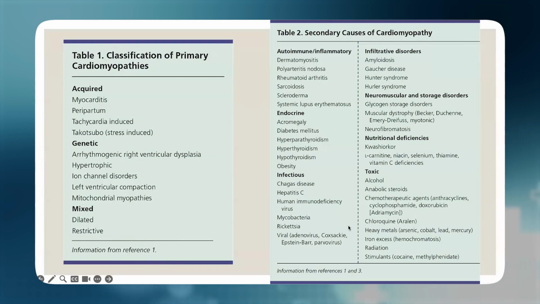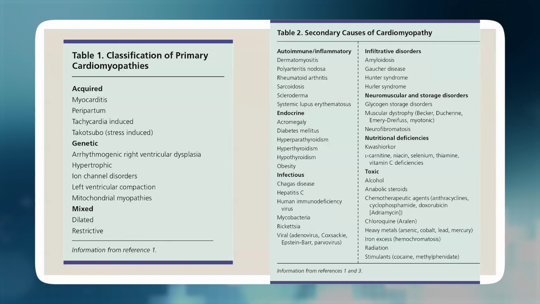Among secondary causes of cardiomyopathy, we have the autoimmune and infiltrative disorders like amyloidosis, Gaucher's, Hunter's, Hurler's. Among these, amyloidosis is quite common. Among autoimmune, sarcoidosis is quite common, which might present as a systemic disorder or purely as cardiac sarcoidosis. In endocrine, commonly we find cardiomyopathy in hyperthyroidism, in acromegaly, and sometimes in diabetes mellitus, but in that the effect on heart muscle is multifactorial.